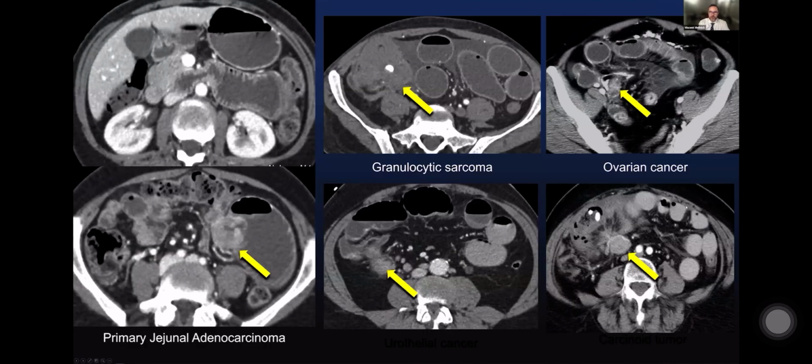Depending upon the primary tumor, these may look different in terms of enhancement, but they tend to be similar to the muscle. This is a primary small bowel cancer, granulocytic sarcoma or extramedullary AML, peritoneal metastases from ovarian cancer. Obviously, there's a many-fold collection of causes. This is a case of urothelial cancer, and this is carcinoid tumor here.